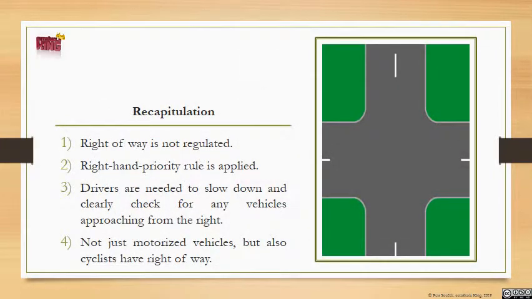Unmarked intersection recapitulation. 1. Right-of-way is not regulated by road signs or traffic lights. 2. The right-hand priority rule is applied. 3. Drivers are required to slow down and clearly check for any vehicles approaching from the right. When there is a vehicle approaching, drivers are required to slow down or even stop. 4. Not just motorized vehicles, but also cyclists have right-of-way when approaching from the right.